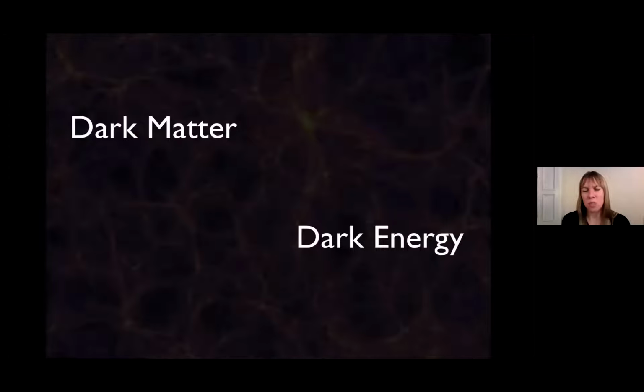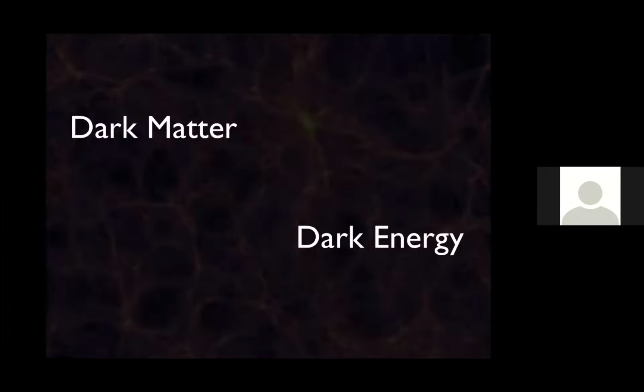But if you call something dark energy, it's a good way of getting funding out of the Department of Energy in the United States. So that's why it's called dark energy. But suffice to say, we know very little about it, apart from the fact that it appears to be driving the expansion of our universe to accelerate, to get faster and faster. And these two dark entities are going to be the subject of our talk this evening.